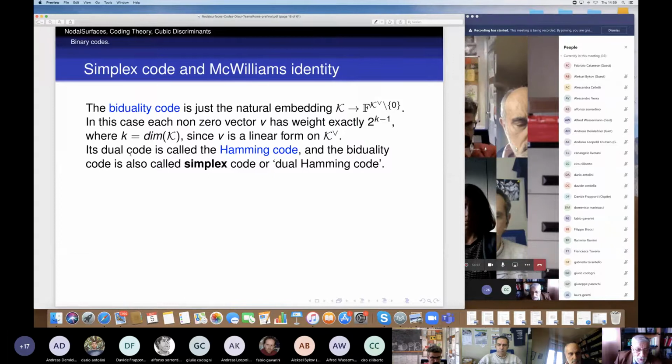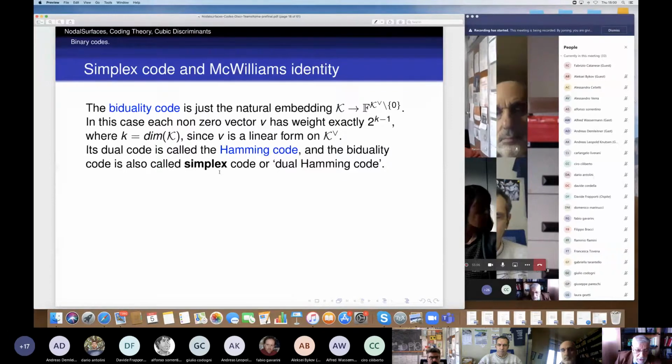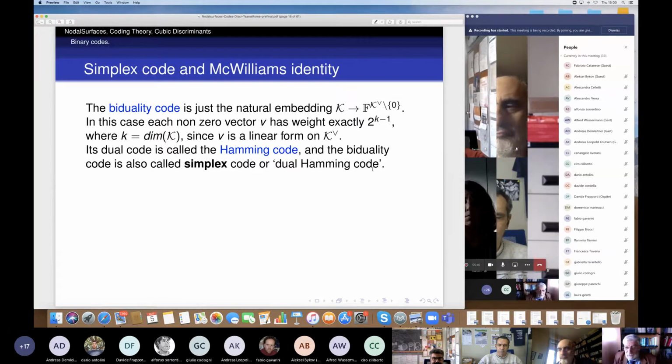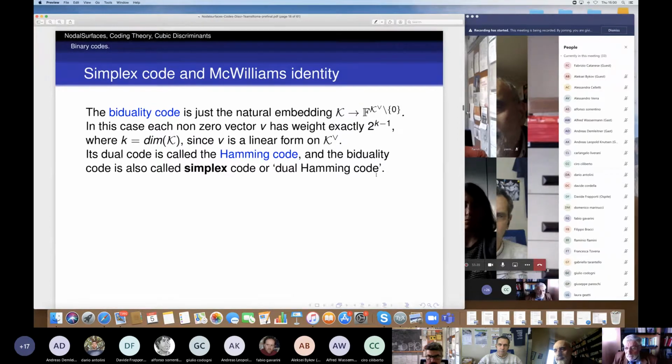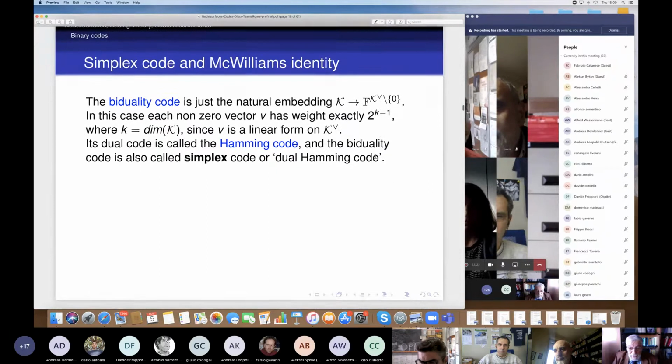Now, its dual code is called the Hamming code. And this simple code, the biduality code, is also called the simplex code. But in many books, like Van Lint, it is called the dual Hamming code, which somehow is faithful to history, because Hamming first introduced the complicated code, and then they took the dual one. But it's much simpler to do the other way around.